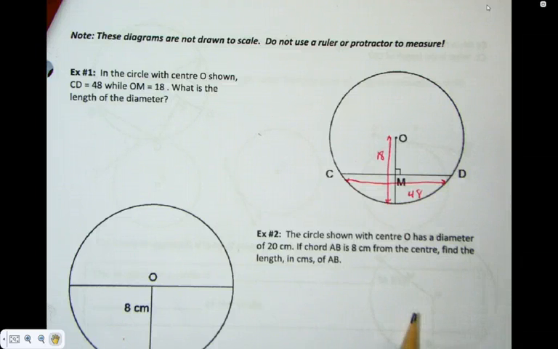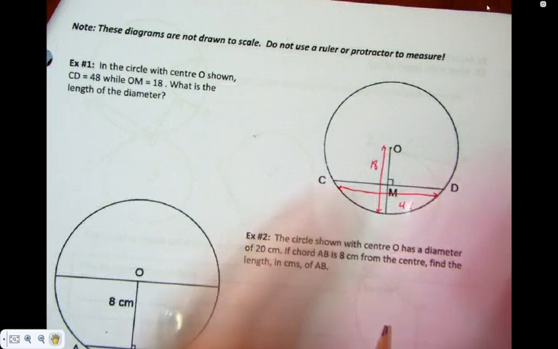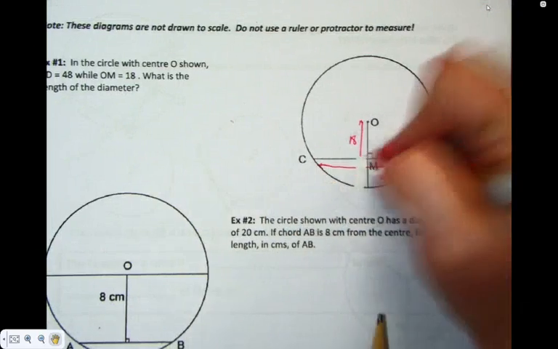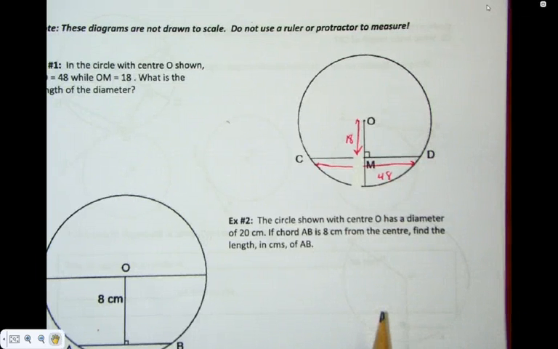Oh, I wrote O to M wrong. Should only go to M. O to M is 18. There we go. But we don't have the diameter. We don't have the radius.